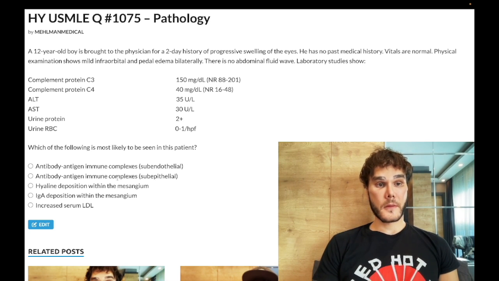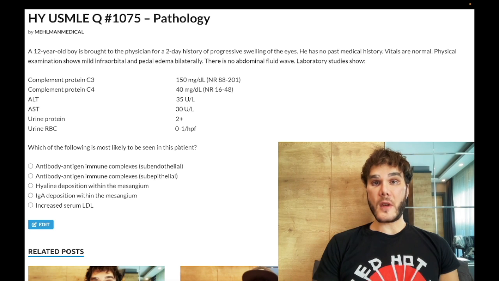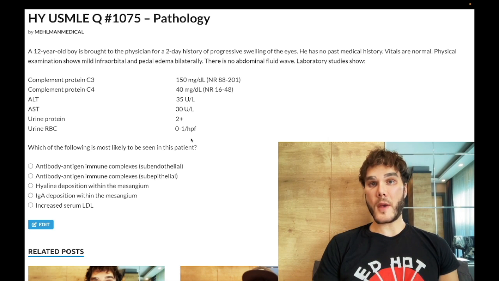Choice B, antibody antigen immune complex subepithelial, wrong answer. Lumpy, bumpy appearance, this would be post-streptococcal glomerulonephritis. Okay, so we know it's wrong because we would have a nephritic syndrome with blood in the urine if it's PSGN. Very easy way: if you know your nephrotic versus nephritic syndromes, you go through my renal PDF, which I'll link below, you'll obviously be able to eliminate that instantly.